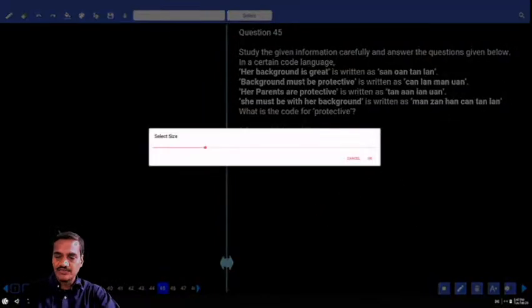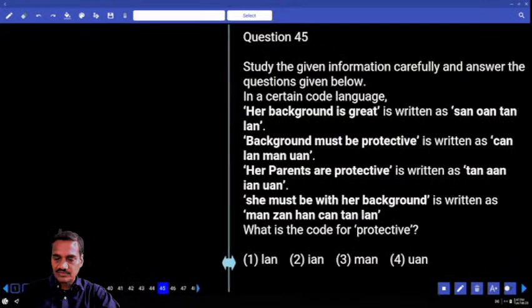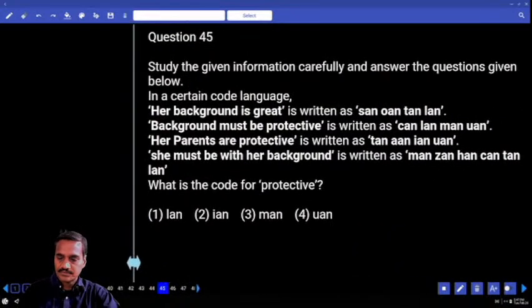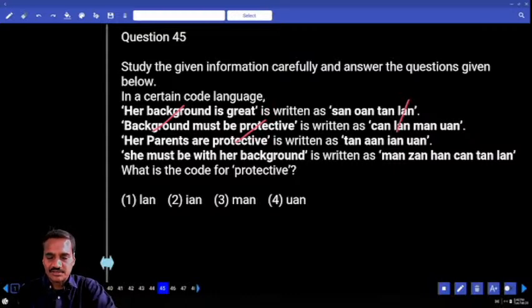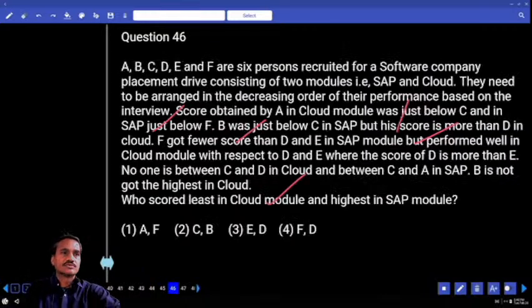Then coming to this 45. Now in this 45, what is the code for protective? Now we need to find out the code for protective. Her background is great. Background must be protective. Then if you compare these two, background is a word that is common, and the code that is common is LAN. And second and the third must be protective. Protective is the word that is common between the second and the third. As protective is common, UAN is common. Protective, that is UAN, choice 4.